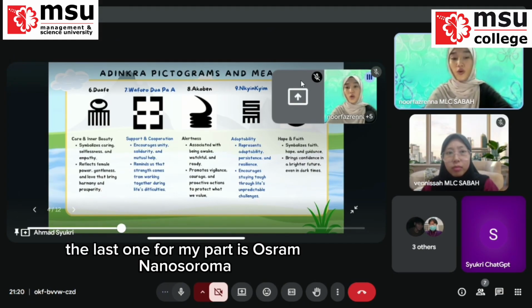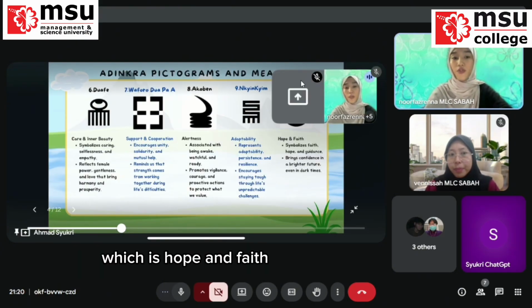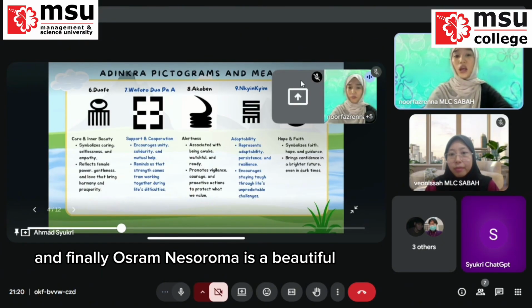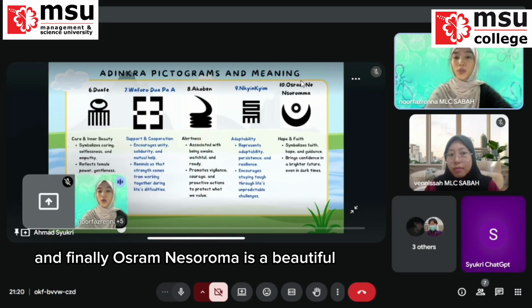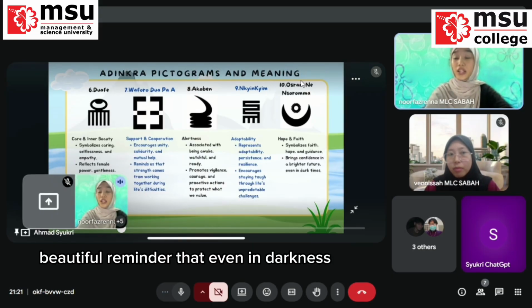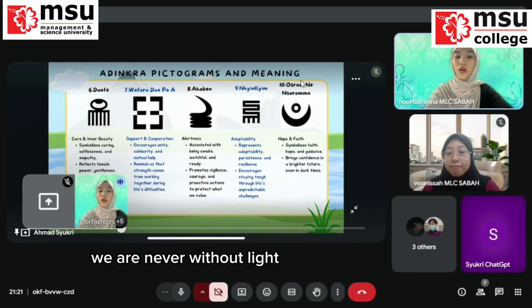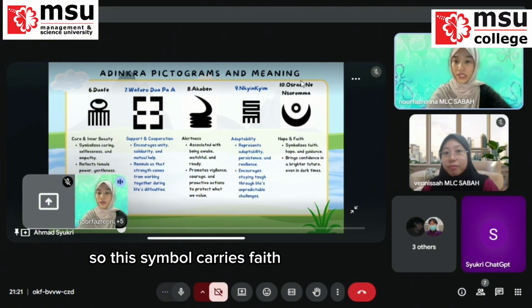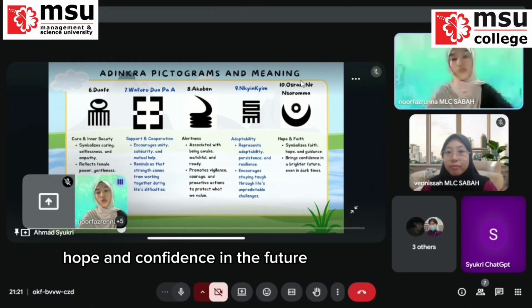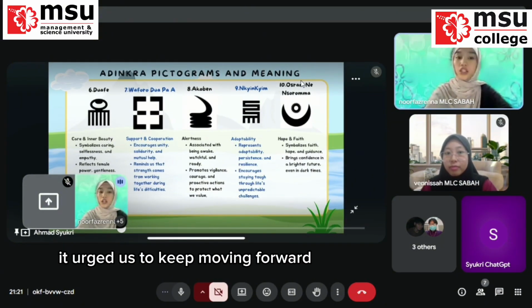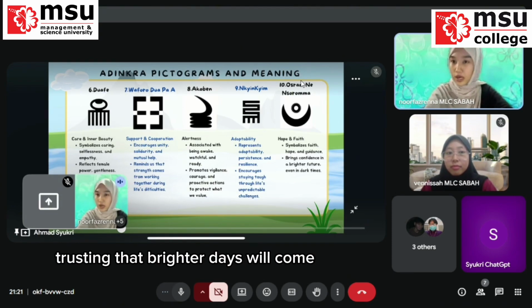The last one for my part is Osram Ne Nsoromma, which is hope and faith. Finally, Osram Ne Nsoromma is a beautiful reminder that even in darkness, we are never without light. This symbol carries faith, hope, and confidence in the future. It urges us to keep moving forward, trusting that brighter days will come.